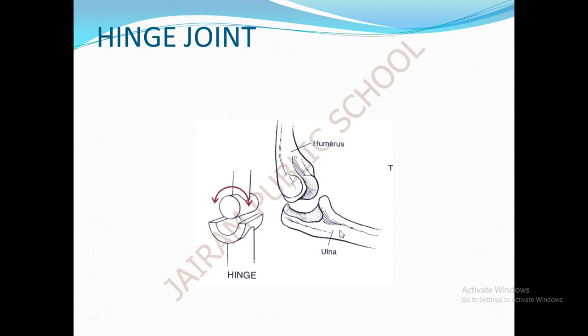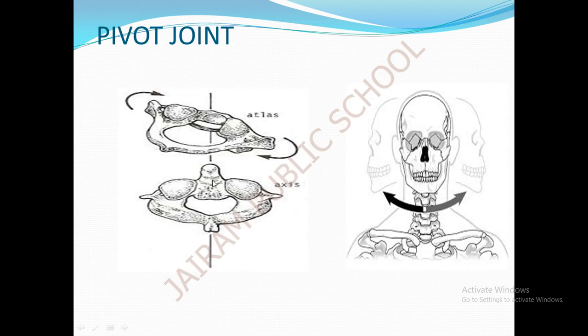Let us see the next type of joint, the pivot joint. It is where one bone rotates around another bone. Look at the picture. Here the pivot joint is present. It helps in the movement of the neck to the right, to the left, and up and down. This is an example of a pivot joint. It is present in the uppermost vertebra, and that part is called the atlas.